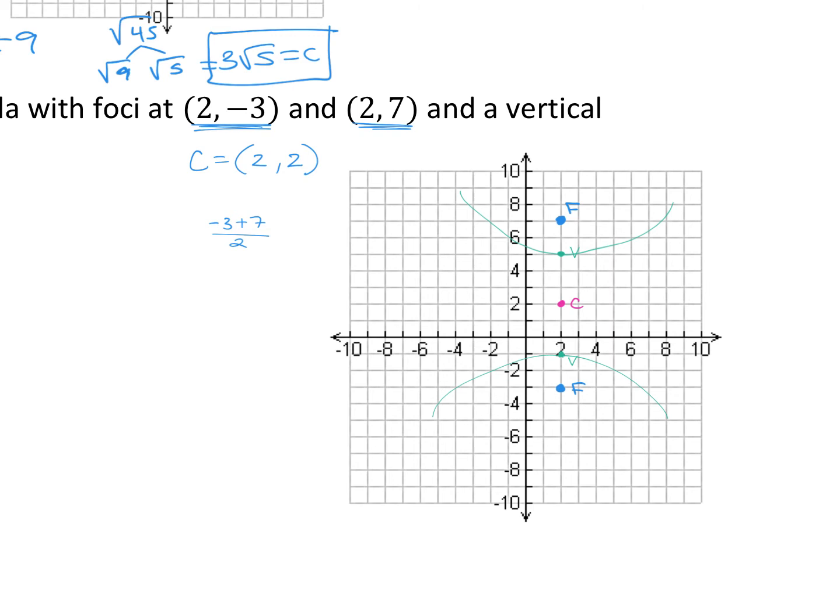So it's going to be your h and your k. So it's going to be y minus your k value. Sorry, let's write a number in. So y minus 2 squared over something minus x minus 2 squared over something equals 1, right? But this is this 2 and this is this 2. Okay.